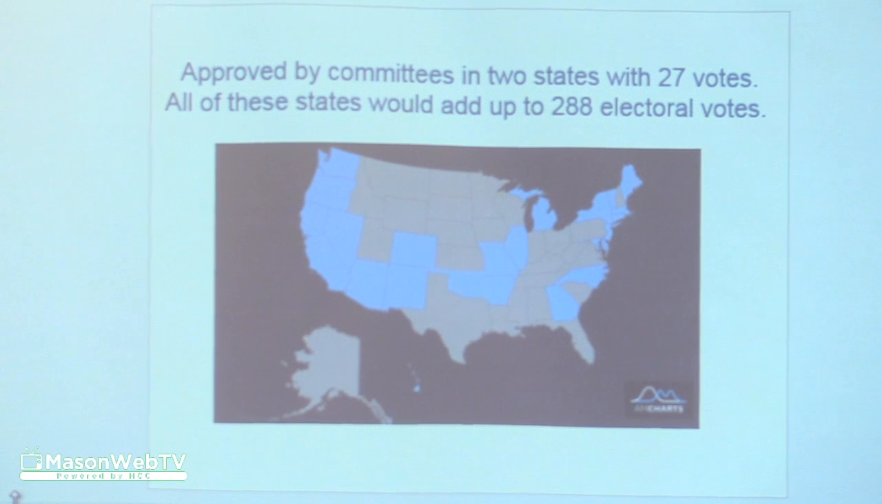So if all these states pass the NPV compact, we could have the president elected by popular vote. So this is a nonpartisan issue. The bill was passed by strong majorities in the Republican-controlled Arizona House, the Republican-controlled Oklahoma Senate, the Democratic-controlled Oregon House, and the Republican-controlled New York Senate.